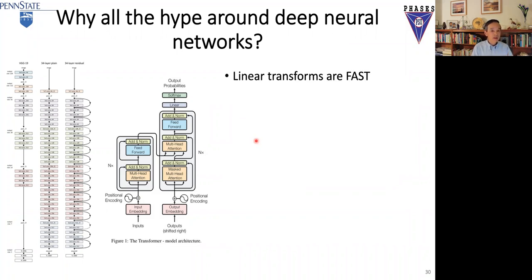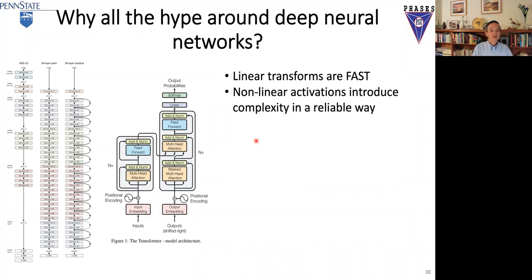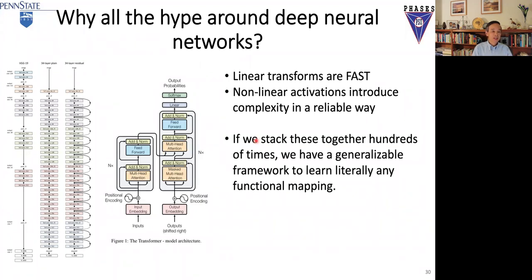Why does that work and why is it efficient? You have so many nodes, neural nodes, and they're still very efficient because the linear transforms are very fast. Nonlinear activation introduces complexity. You stack them together, multiple nodes and multiple levels, and you can basically reproduce anything. Now you put physics into it. We're going to talk about specific networks for our properties, what we want. That's what we're working on.